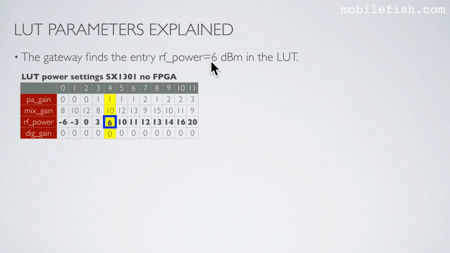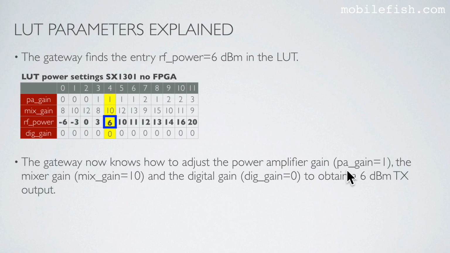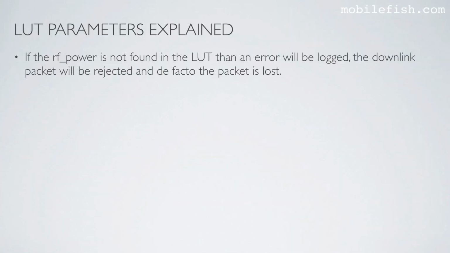So the gateway finds this entry in the lookup table, as you can see over here. The gateway now knows how to adjust the power amplifier gain, the mixer gain, and the digital gain to obtain a 6 dBm transmit output. If the RF power is not found in the lookup table, then an error will be logged, the downlink packet will be rejected, and de facto the packet is lost.